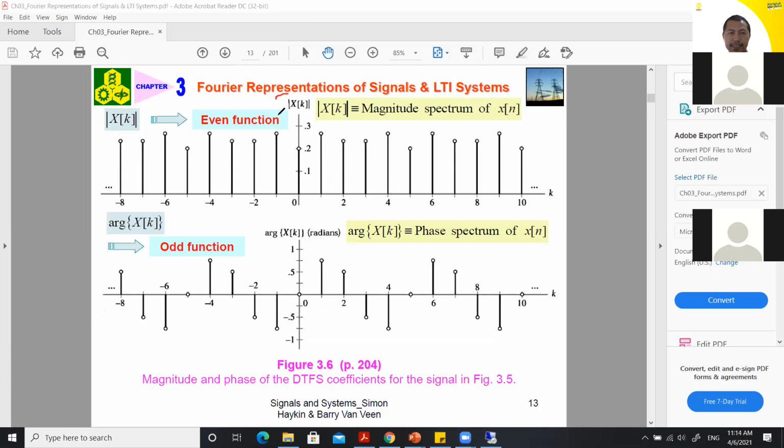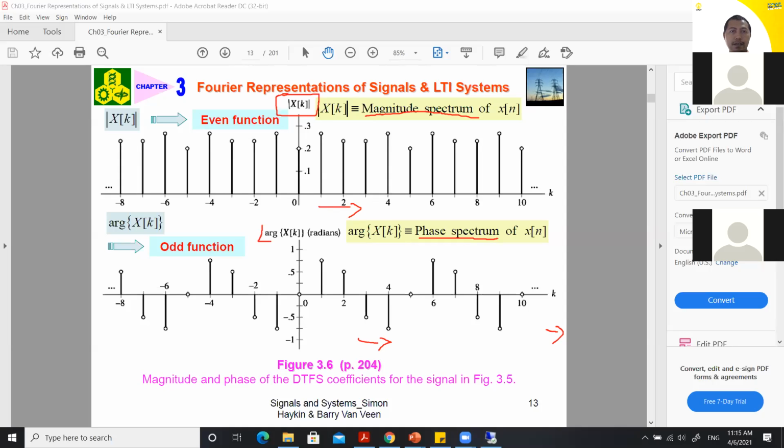This is the Xk in magnitude, and this is the phase of Xk. Because this is periodic, the magnitude is also periodic and the phase is also periodic. So we want to compute this one using Scilab.